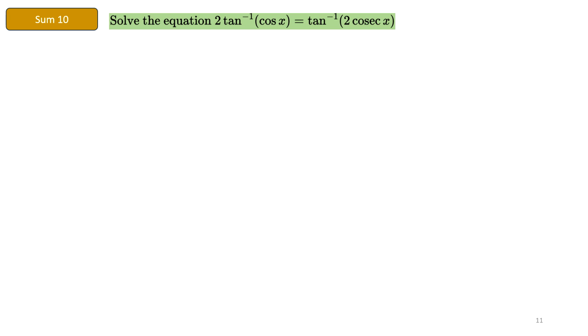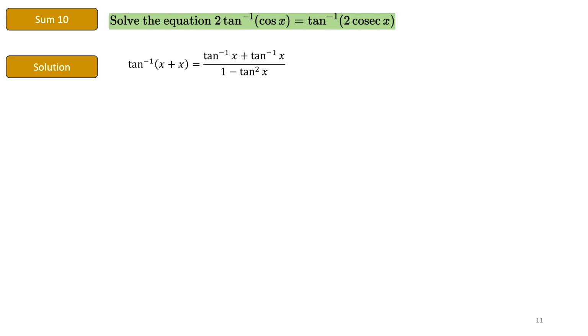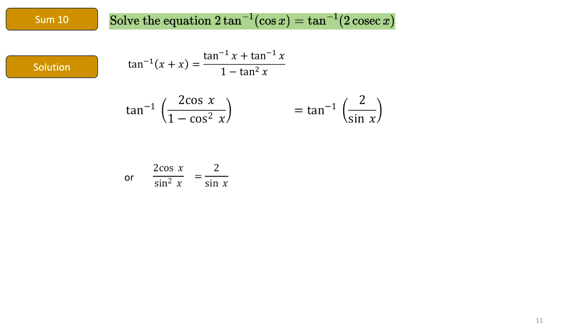Solve the equation 2 tan inverse cosine x is equal to tan inverse 2 cosecant x. We know that tan inverse 2x is equal to 2 times tan inverse x divided by 1 minus tan square x. Replacing x in the above term by cos square x, we get the below equation. Or 2 cosine x by sine square x is equal to 2 by sine x, or simplifying further, cot x is equal to 1, or x is equal to pi by 4.